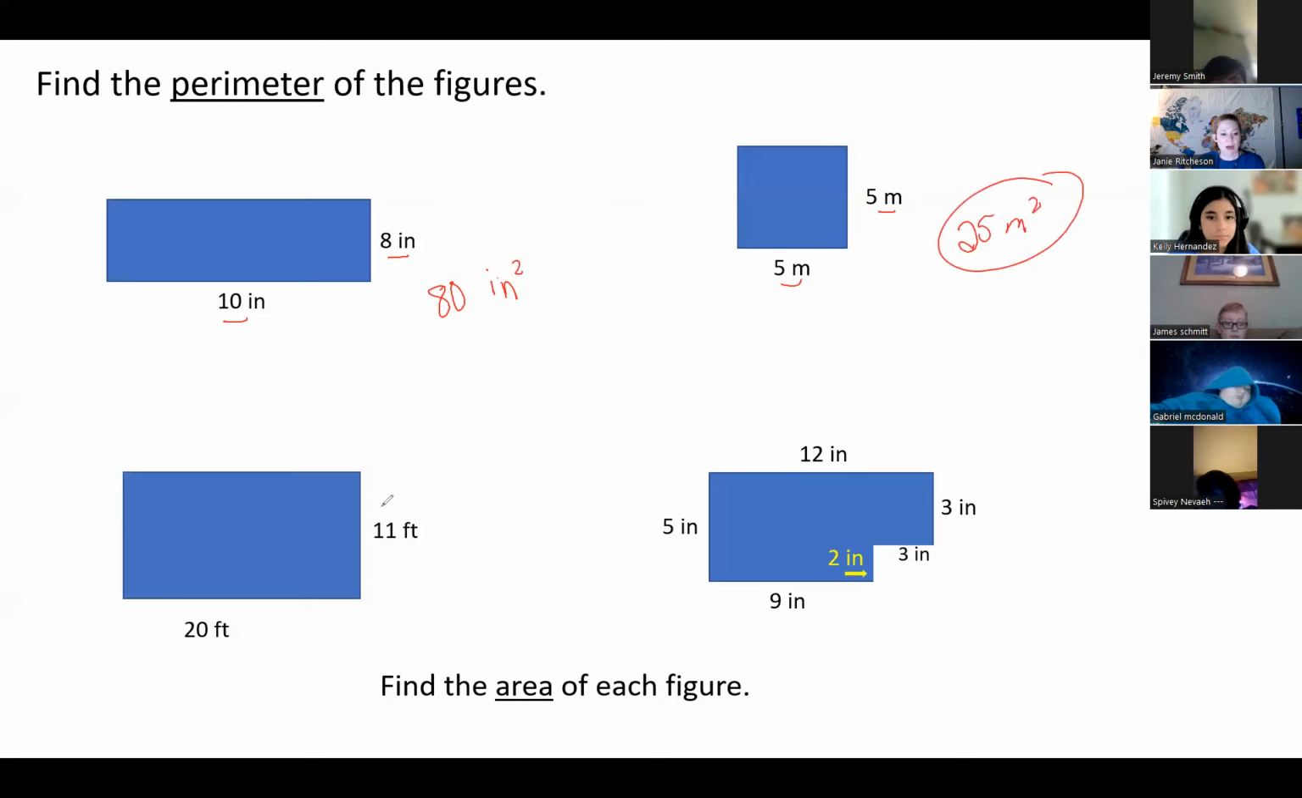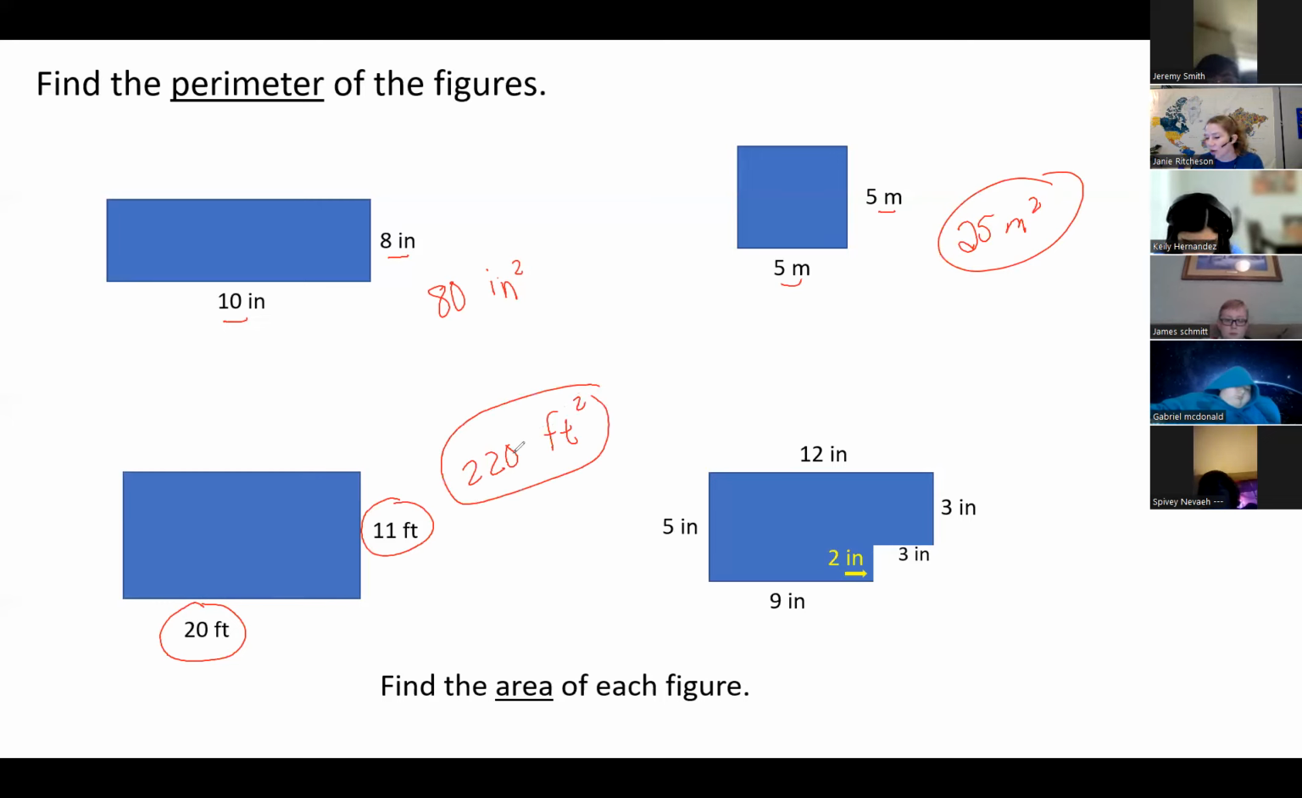Good. All right. What about this one? What is the area of this one? Good. Yes. We're just multiplying, right? Luke, do it one more time, buddy. One more time, Luke. 220. 20 times 11 is 220 feet squared. Okay, so now, good guys, thank you.